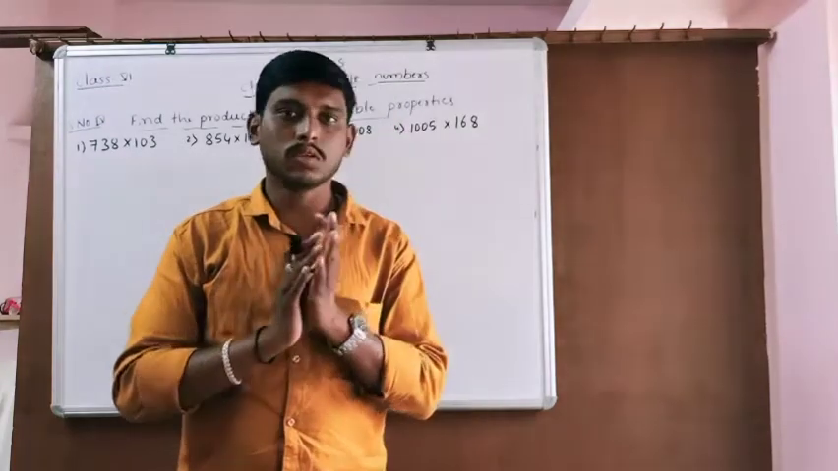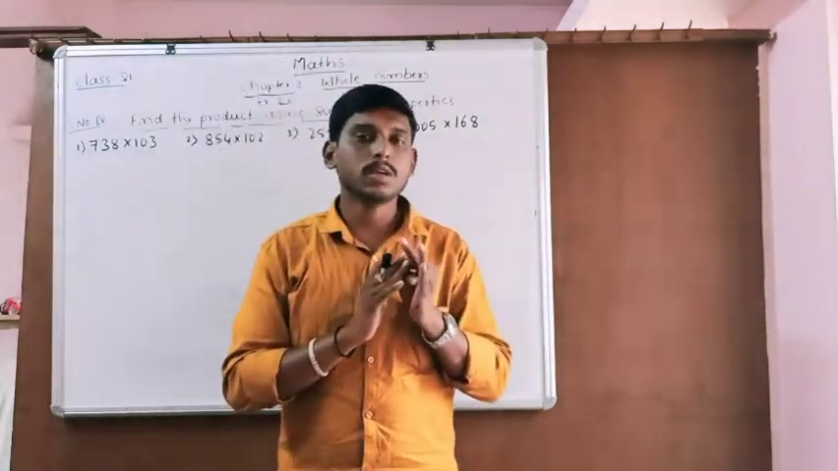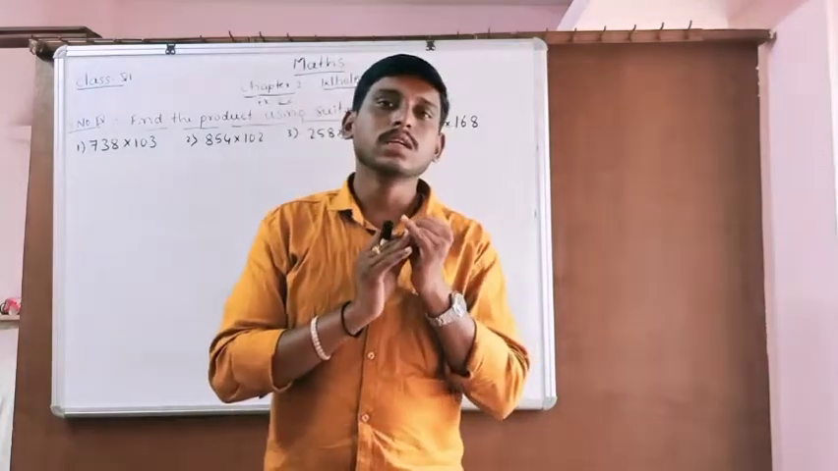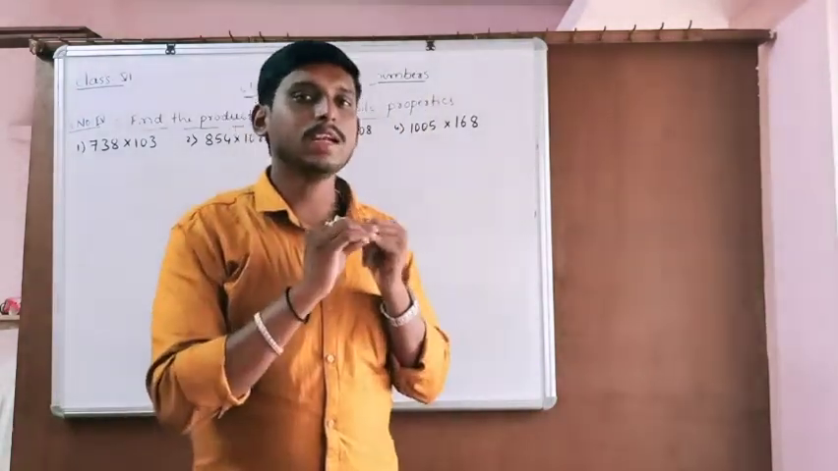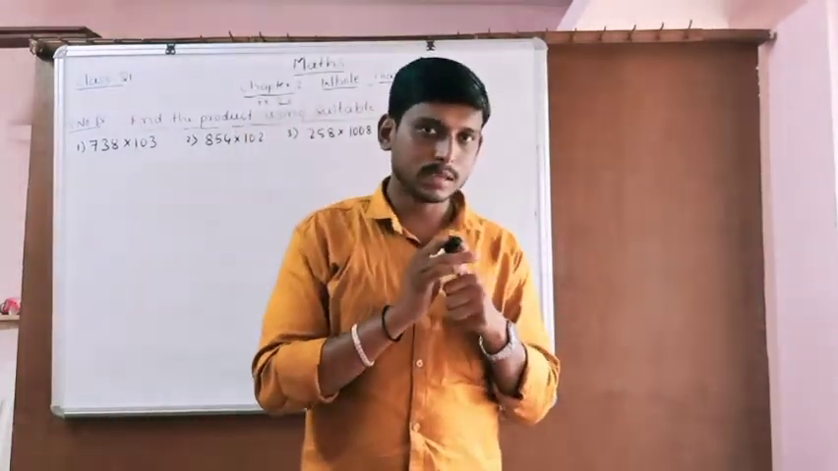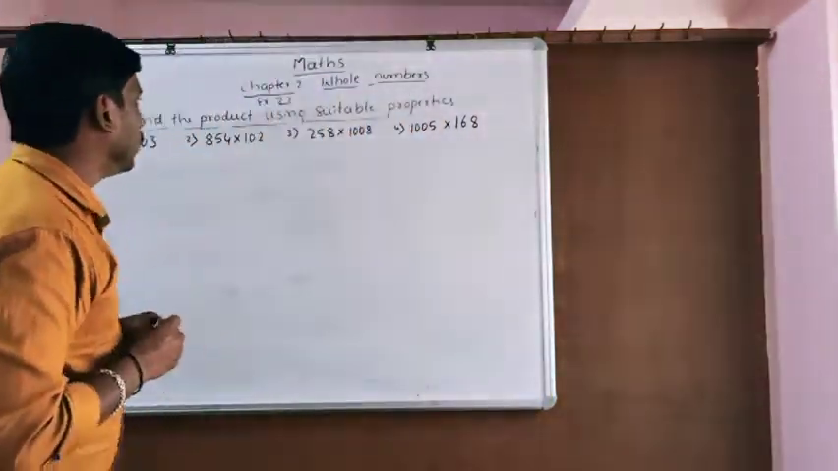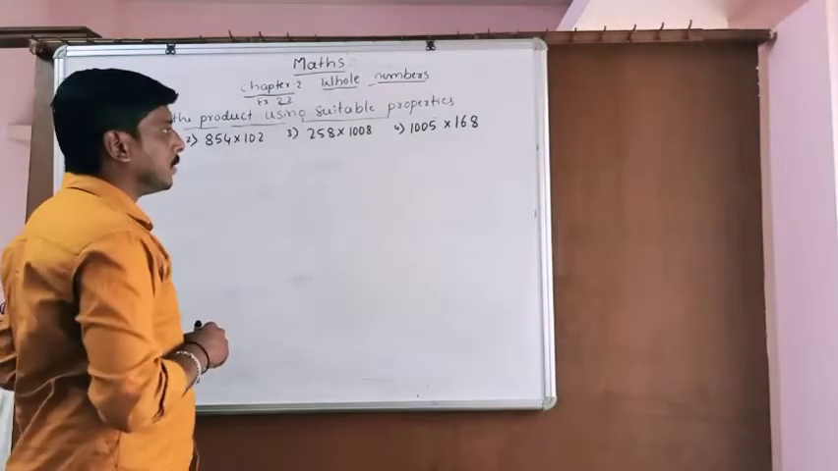We discussed three to four properties. What is the first one? Closure property. Second one, commutative property. Third one, associative property. And fourth one, distributive property. Along with additive identity, which is 0, and multiplicative identity, which is 1. Must questions. Okay. So here we use suitable properties.